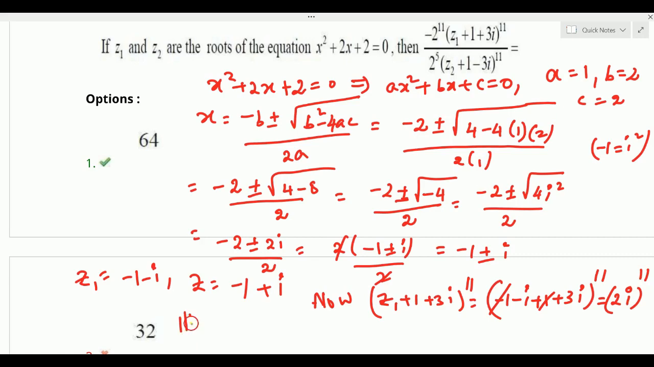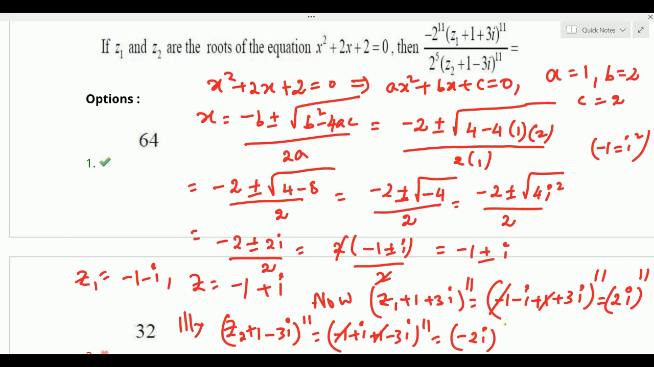And similarly, we have to calculate z2 plus 1 minus 3i whole power 11 also. I am simplifying this. For z2 we have minus 1 plus i with plus 1 minus 3i, whole power 11. Here also plus 1 minus 1 gets cancelled. Minus 3i plus i is minus 2i, so minus 2i whole power 11. Now we have to collect the total result. What is the total result? We will see now.